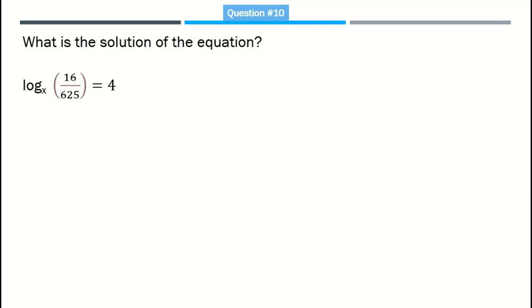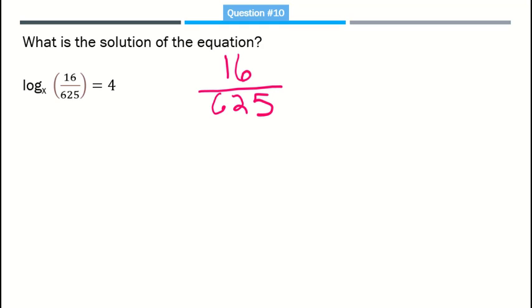Question number 10 asks, what is the solution of the equation log base x of 16/625 equals 4? So we're going to start with this problem by looking at this part of the equation, 16/625.